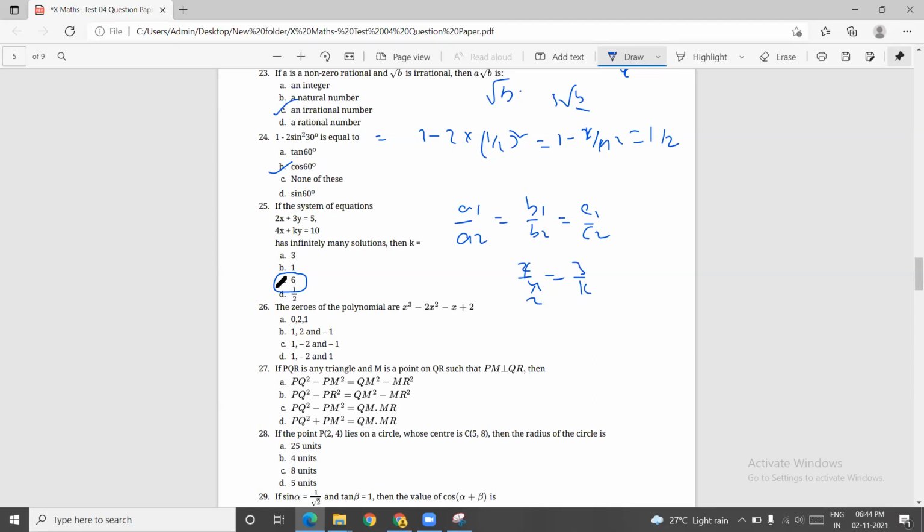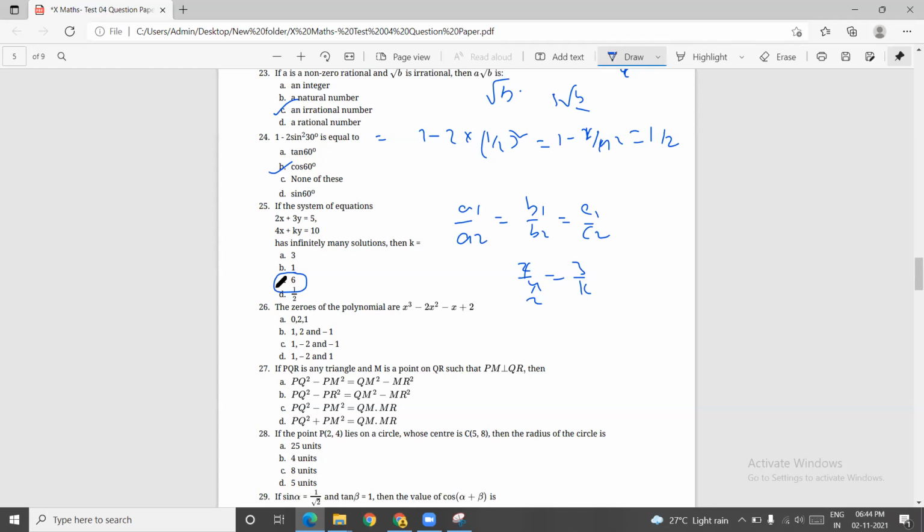Yes, sir. Simple. The zeros of the polynomial are given. How to calculate the zeros of the polynomial? If there is a constant term, 0 is definitely not a zero of the polynomial, because substituting 0 into x cube minus 2x square minus x plus 2 gives 2. A zero means that when I substitute it in place of x, it should satisfy the polynomial.